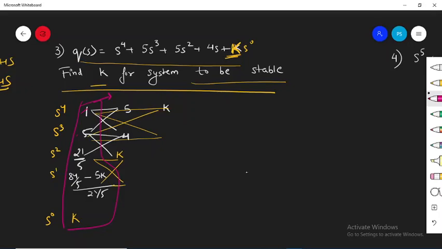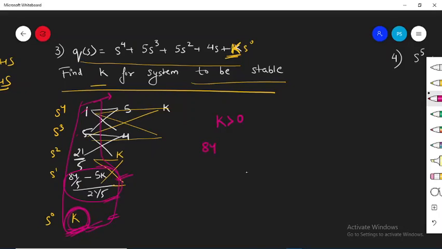The unknown things here are this term and this term, we don't know the value of k. If this value becomes negative then there is going to be a sign change, and a sign change means your system will become unstable. So we can say that all the values in this first column should be positive. And if they should be positive, then we have only two terms over here that are unknown to us. So for the system to be stable, this term and this term should be positive. So first condition, k should definitely be greater than 0. This last term should be greater than 0. In that case the system will be stable.